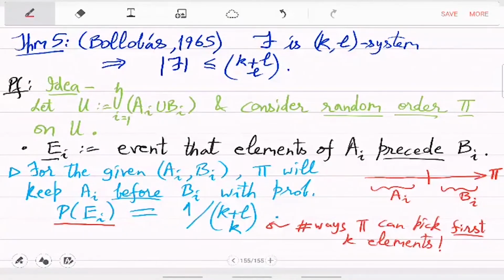And what can you say about these events? So E1 and E2, or in general EI and EJ for different I, J, are they dependent? Are they independent? Are they disjoint? What can you say about that? So I claim that EI and EJ are disjoint events.